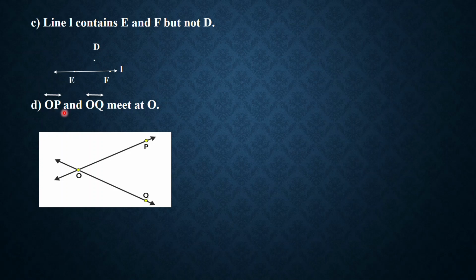Then line OP and line OQ meet at O. So here, OP and OQ are meeting at O, which means that O must be common to P as well as Q. They both will meet here. This is how you have to analyze and draw.